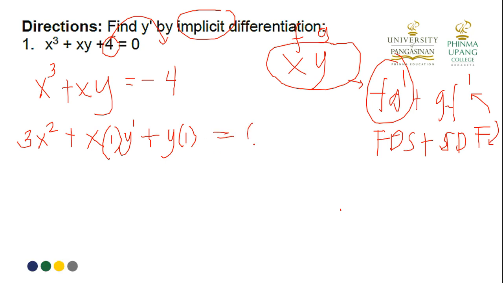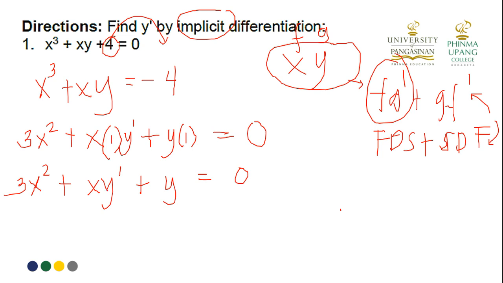Then syempre yung equals natin yung derivative ng negative 4. Kahit negative yan magsi-0 pa rin yan. So derivative ng constant, di ba? 0. Yun. I-simplify natin. 3x squared, 3x squared plus magiging ano na to, x y prime, kasi yung 1 as is na yan. Plus y is equal to 0. Yan. So 3x squared plus xy prime plus y is equal to 0.